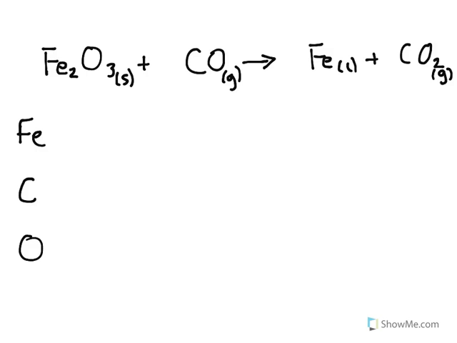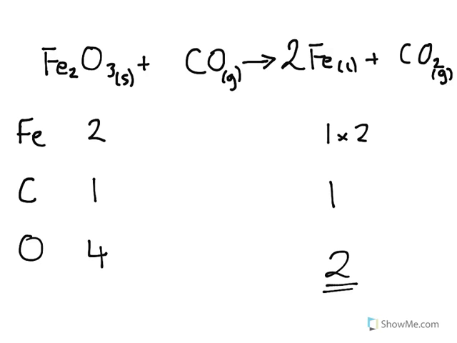If we look here, on the left-hand side we have 2 iron, and on the right we only have 1, so we need to put a 2 in front of our iron. Then we look at carbon. We have 1 atom of carbon on the left and 1 atom of carbon on the right. And then we look at our oxygen, which on the left-hand side we have 4 atoms, and on the right we have only 2. So we need to balance up the oxygen first by multiplying by 2.